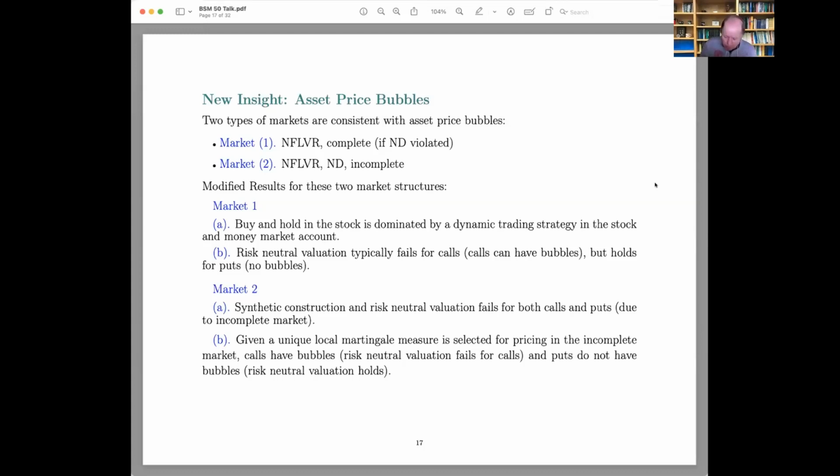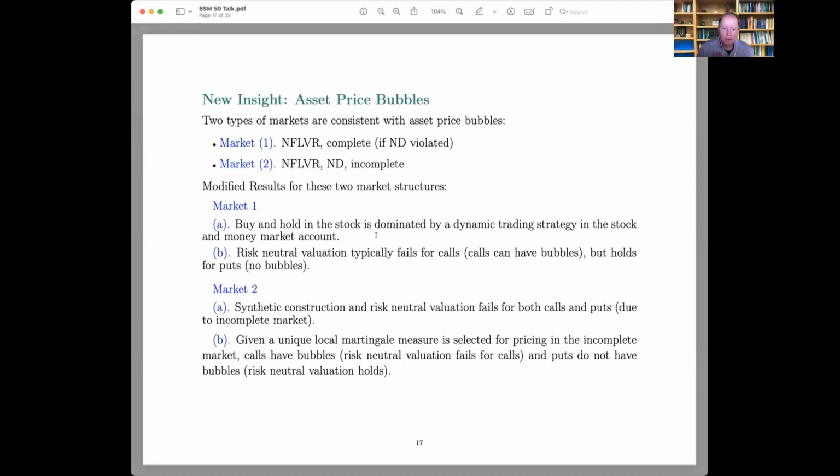We also, in this framework, can better understand asset price bubbles. As I mentioned before, there are basically two market structures where price bubbles can exist. One is a complete market where no dominance is violated. The other is an incomplete market where you have no arbitrage and no dominance being satisfied. This is a really quick overview, but in the first market, which is complete, you can actually show that buy and hold in the stock is dominated by a dynamic trading strategy in the stocks, the risky assets, and the money market account. Which means that if you actually do believe the market has a bubble and it's approximately complete, you never want to hold the stock itself as a buy and hold. There's a better way to get the same payoff on the stock by trading dynamically.